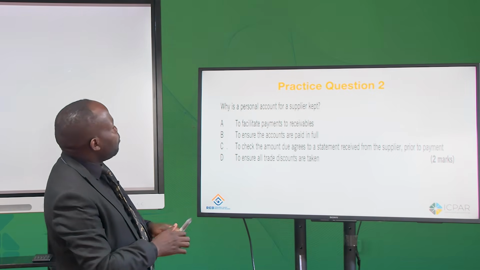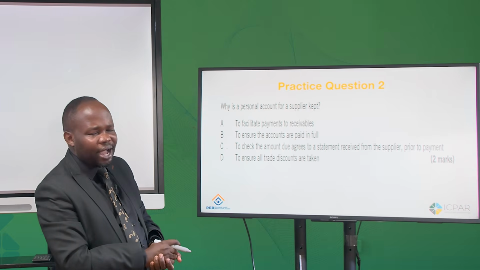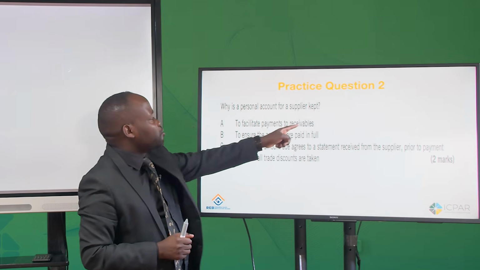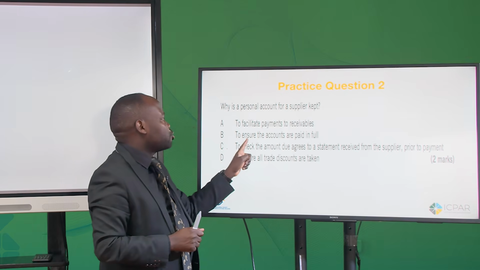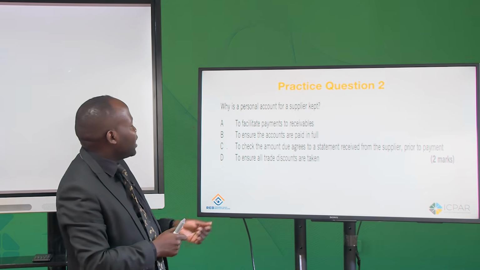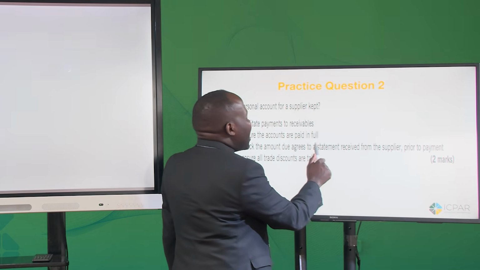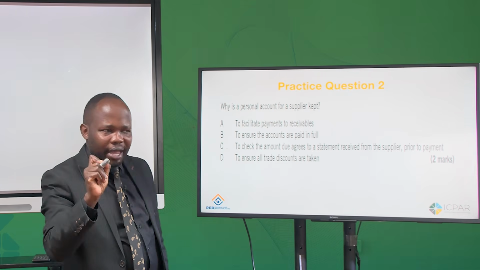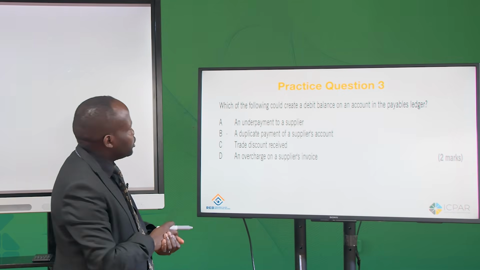Question number 2. Why is a personal account for a supplier kept? What is the reason for keeping a supplier's account? A, to facilitate payments to receivables? No. Receivables, we don't pay receivables. We receive money from receivables. That's wrong. To ensure that the accounts are paid in full, that's not the reason for keeping this account. C, to check the amount due agrees to the statement received from the supplier before you make any payment. So the answer is C.